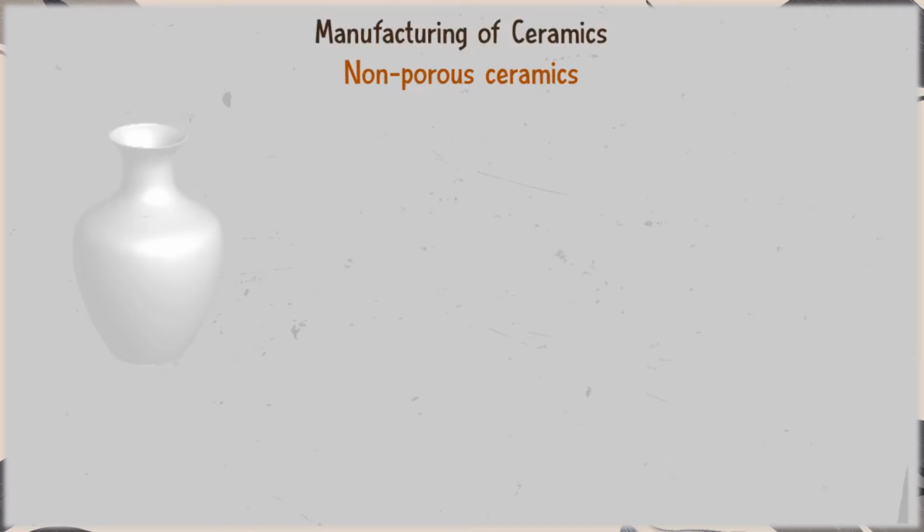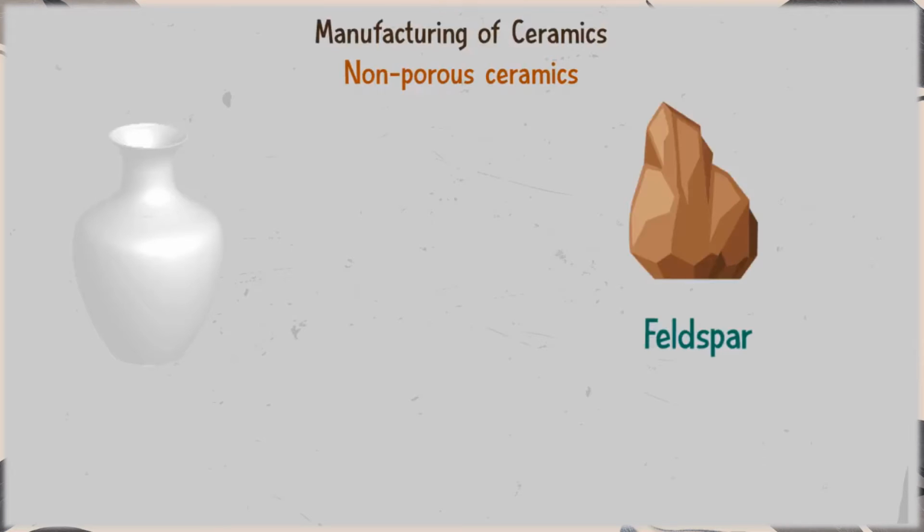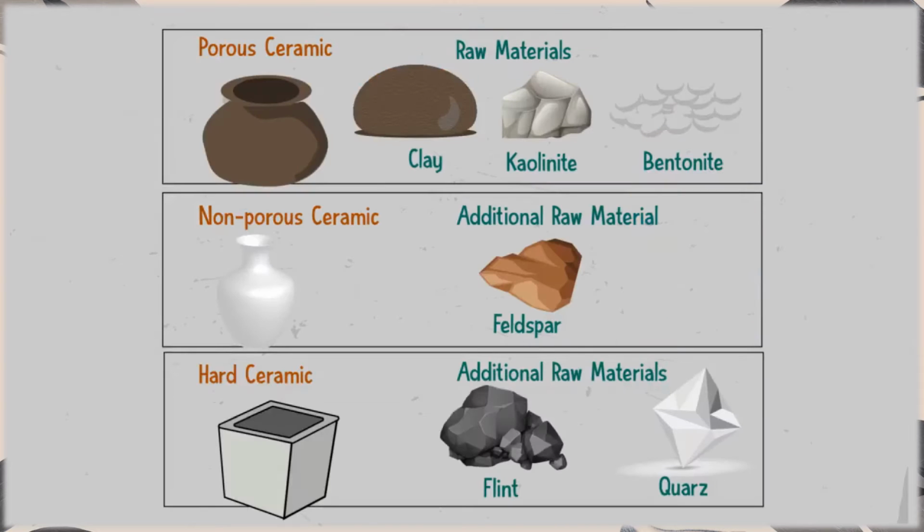Non-porous ceramics can be achieved by adding substances to the clay mixture which are hard and water repelling. One such material is feldspar. Feldspar gives a smoother, glossy finish to the ceramics. So, raw materials should be chosen depending on the desired quality in ceramics. Porous, non-porous, hard ceramics can be made using appropriate raw materials.